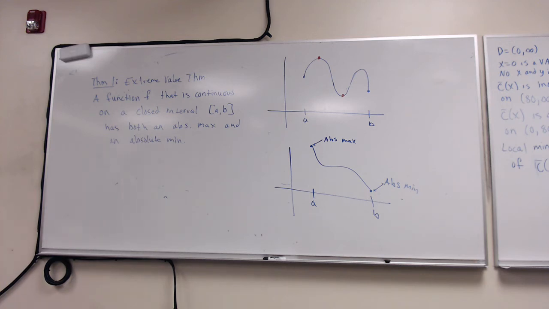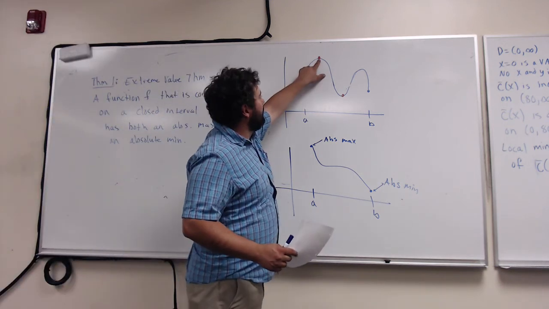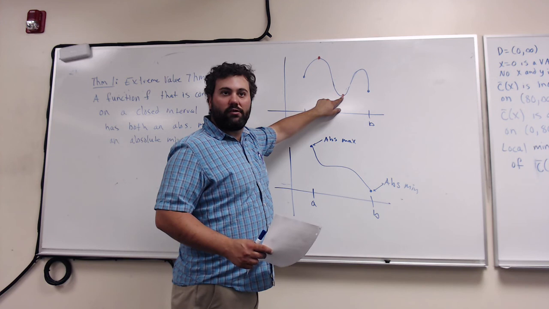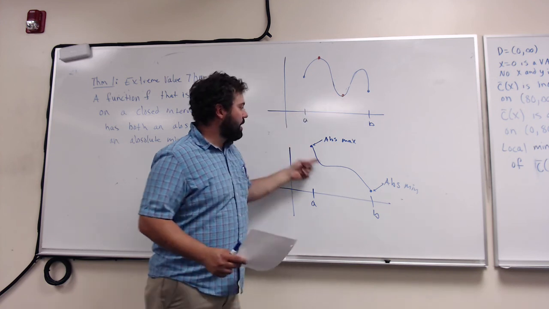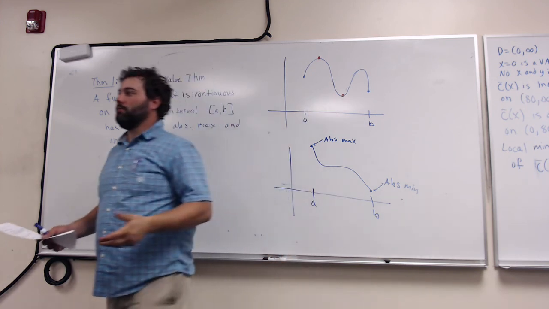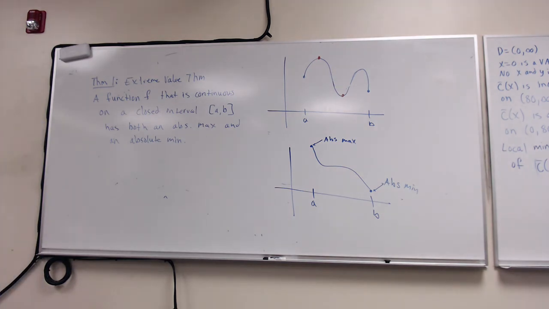Theorem 2 just says absolute extrema, if they exist, either occur at critical numbers or at endpoints. So these two would give you critical numbers because the derivative was 0 there. Or maybe your absolute max and min are at endpoints, or some combination of both.